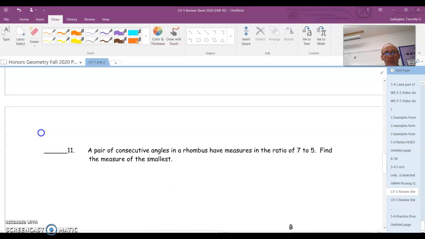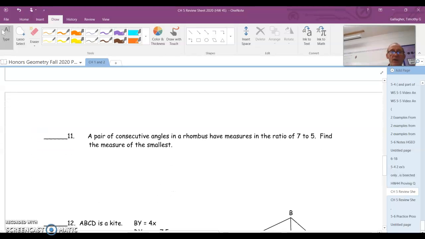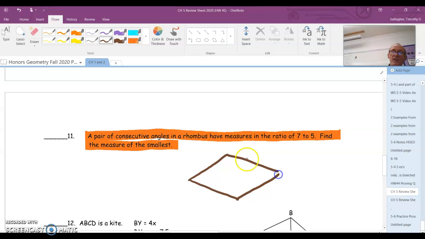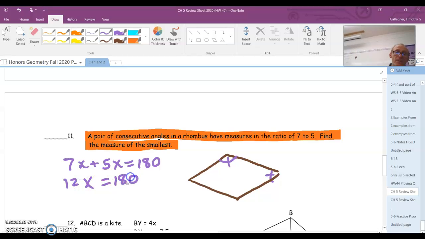Number 11, okay? It says a pair of consecutive angles in a rhombus have the measures of 7 to 5. Find the measure of the smallest. A rhombus is a parallelogram, so the consecutive angles are supplementary. So this angle and this angle add to 180. So I get 7x plus 5x equals 180 as the equation from the facts. So 12x equals 180. Okay, so x equals 15.